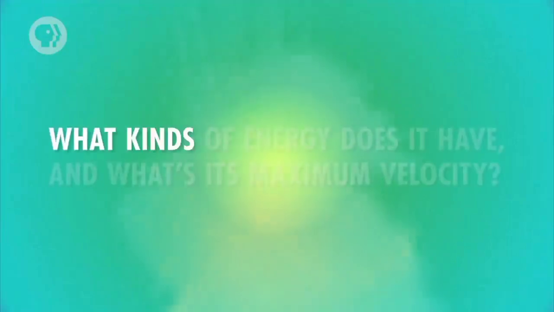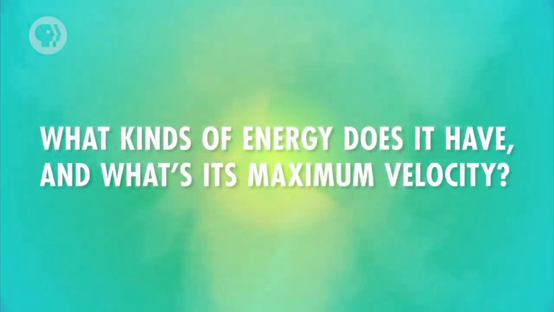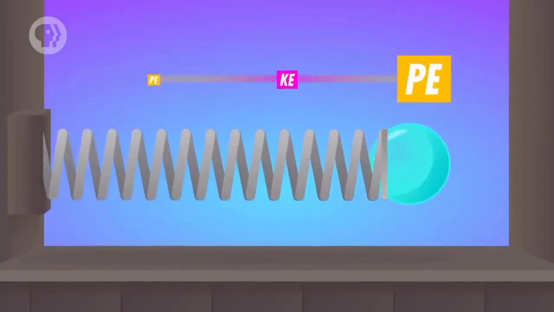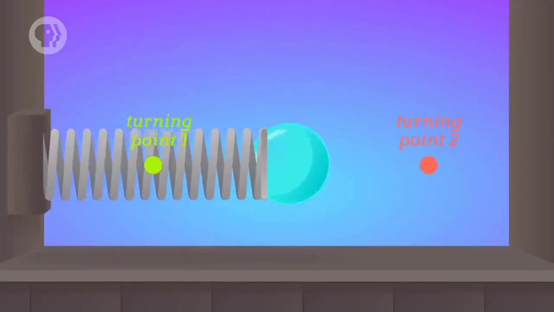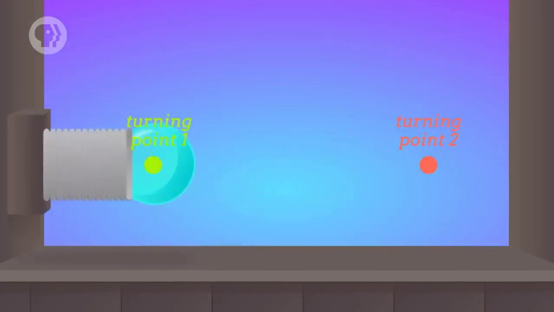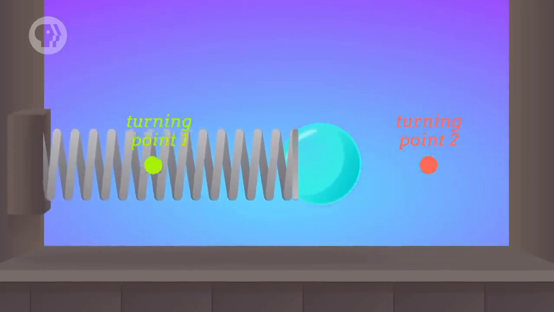Now, we want to know two things about this oscillating ball. What kinds of energy does it have? And what's its maximum velocity? To better understand what's happening to the ball, let's start with its energy. As the ball compresses and stretches the spring, both kinetic energy and potential energy come into play. Kinetic energy is the energy of motion, and as the ball moves, there are 2 points, the turning points, where it's not moving. One point is where the spring is compressed all the way, and the other is where it's stretched all the way.